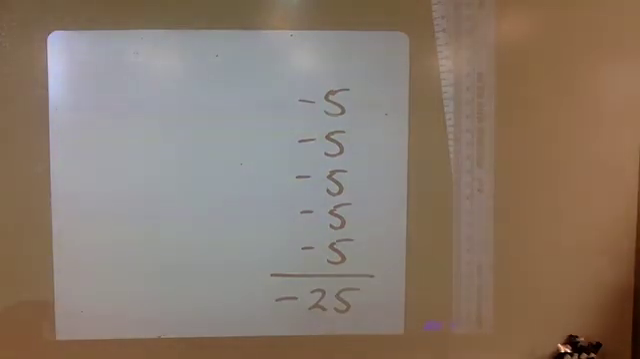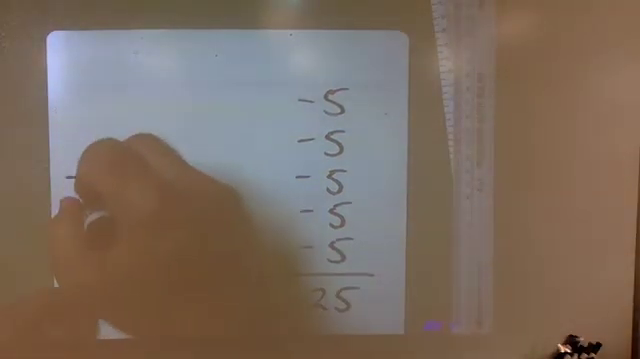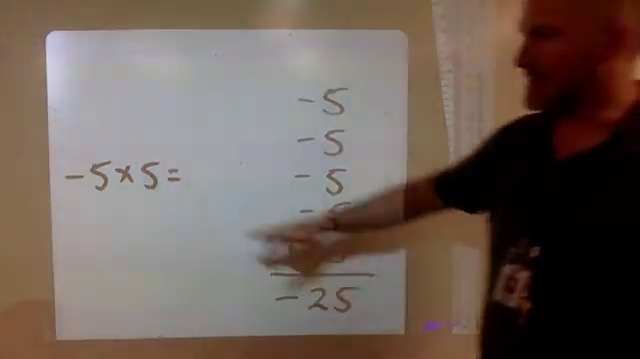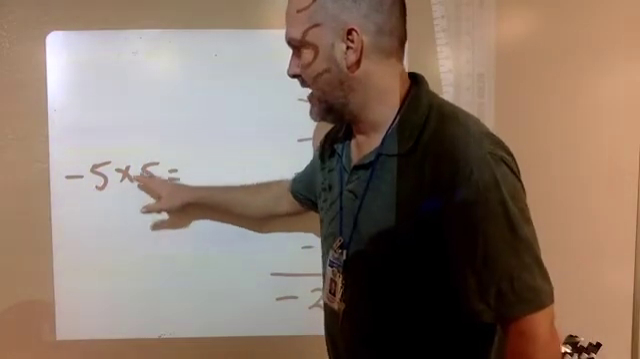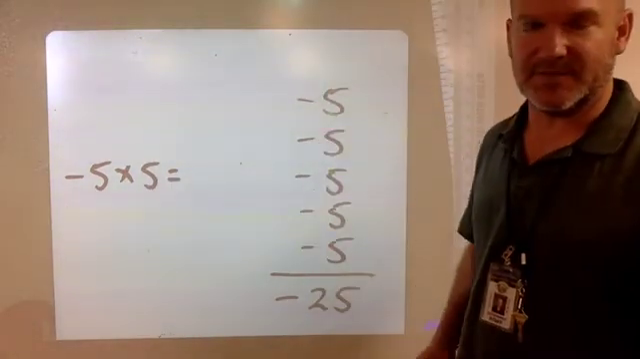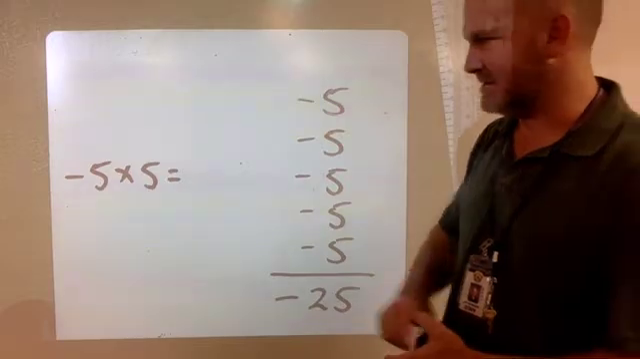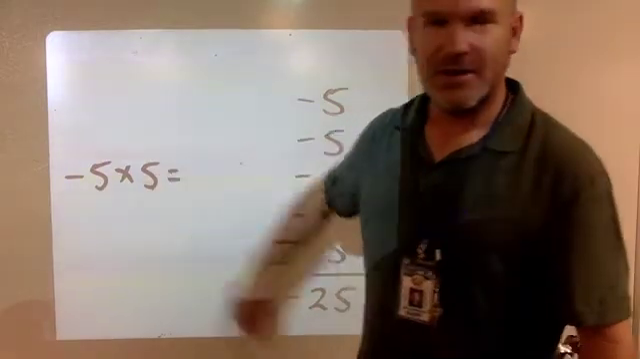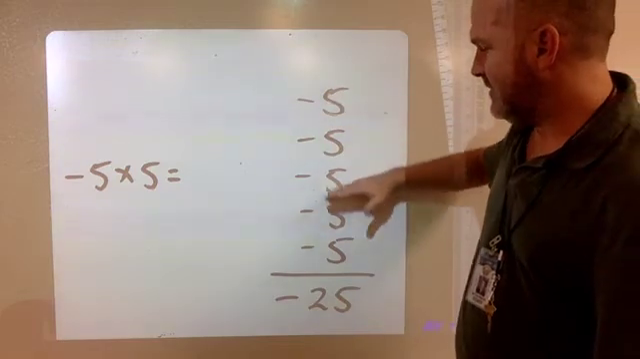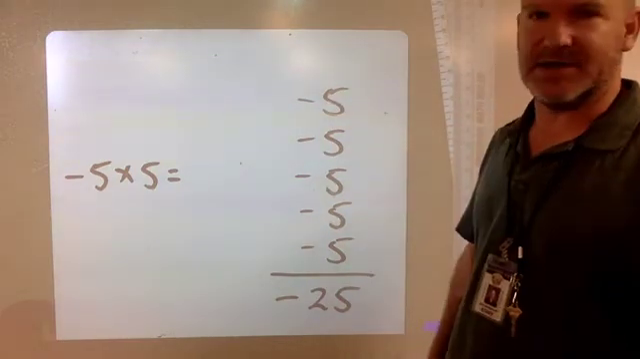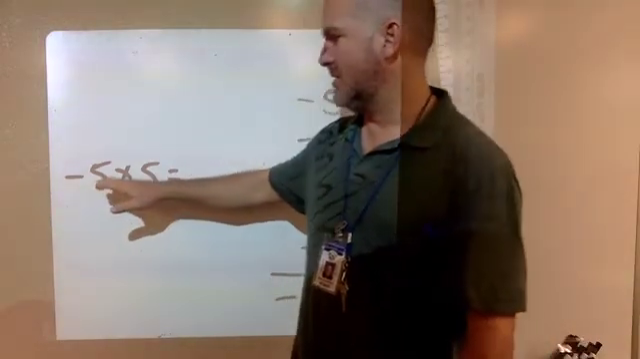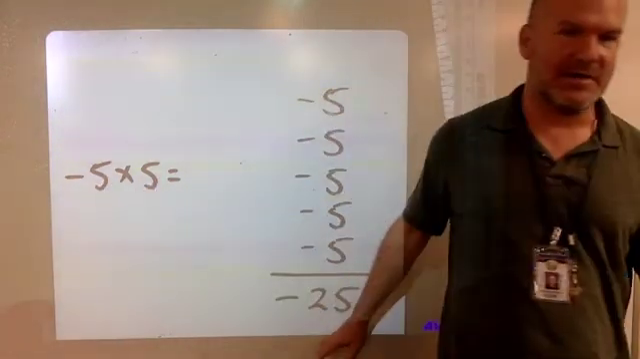That's why your answer is negative. When it's negative 5 times 5, it's like saying this negative 5 added 5 times in a row. That's what multiply means. Multiply is a shortcut for addition. Instead of adding things together this many times, you just multiply it. So if you have $5 debts, you have a total of $25 in debt. That's why a negative times a positive is a negative.